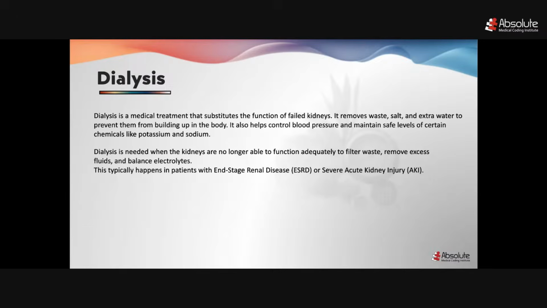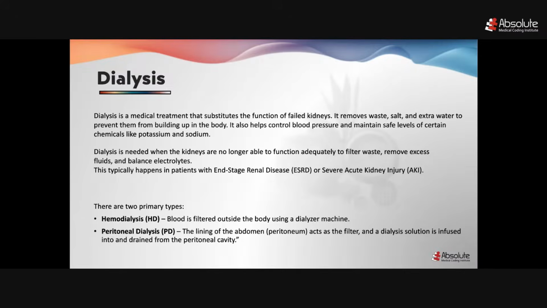So understanding these two types is super important because how the dialysis is performed affects the code we use. Now there are two types of dialysis. One is hemodialysis as well as peritoneal dialysis. And we will be discussing in detail about them in the upcoming slides.